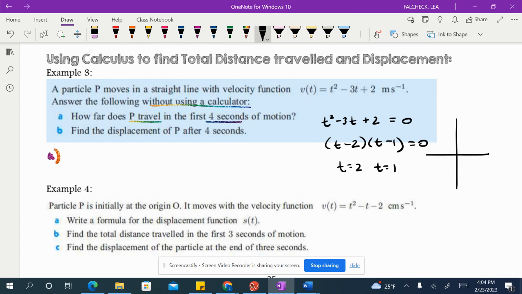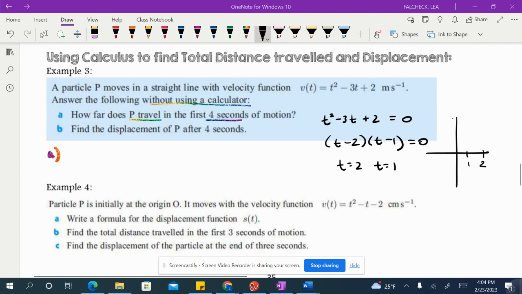So we've got something that looks like this. It's a parabola. It's got roots at 1 and 2, and it looks like this. So we've got a little bit of a negative portion here, okay? And then we have a positive portion here, and then we're ending at 4. So it's just going to go from 0 to 1, 1 to 2, and then 2 to 4.